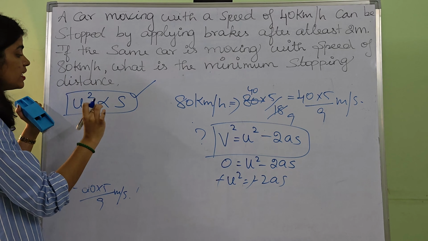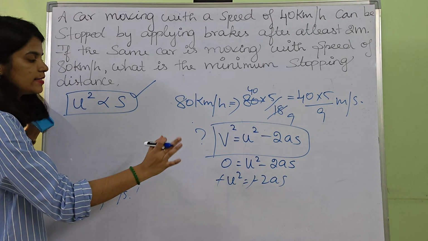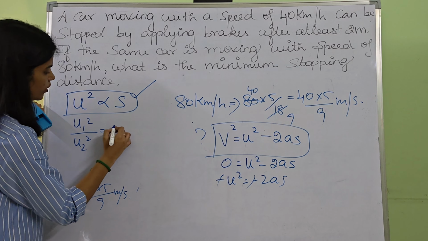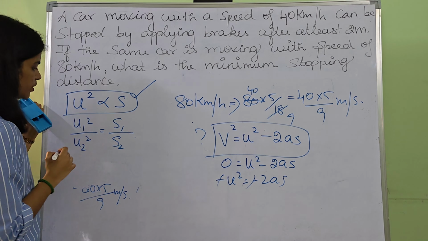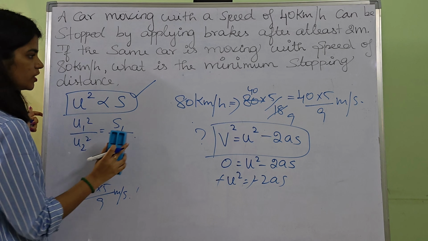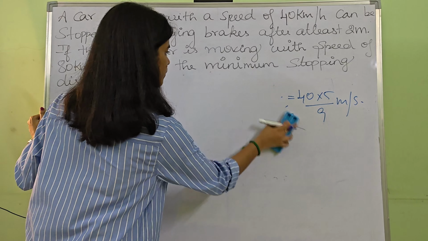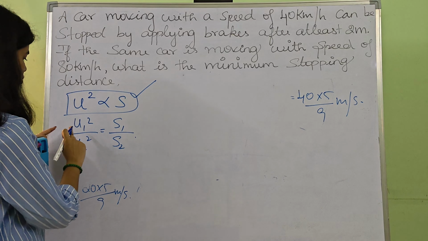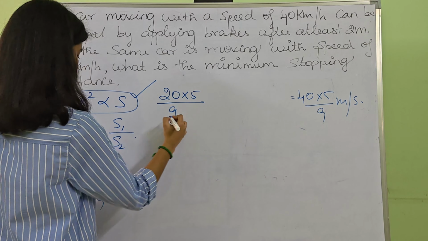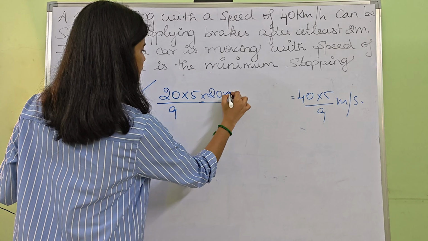So again, I am repeating the sense: whenever they provide speed and minimum stopping distance, this is the relation. So now u1 square by u2 square equal to s1 by s2. The s2 only they're asking, the minimum stopping distance s2 only. Now what about u1? So now the u1 value is 20 into 5 by 9. Once more we want to write, because it is in square, so it is squared.